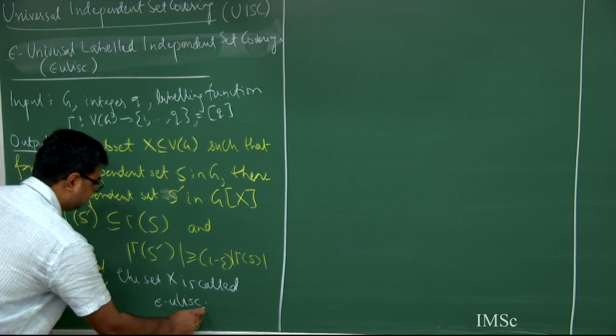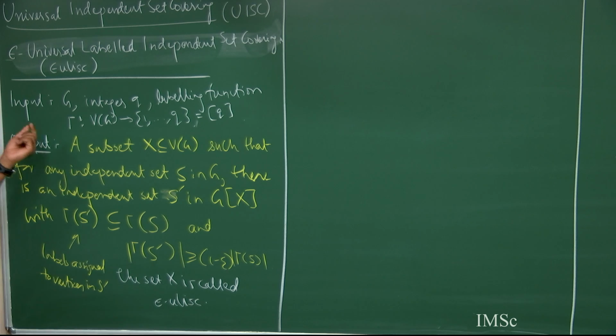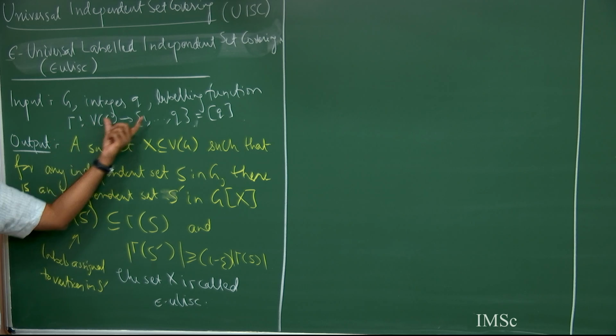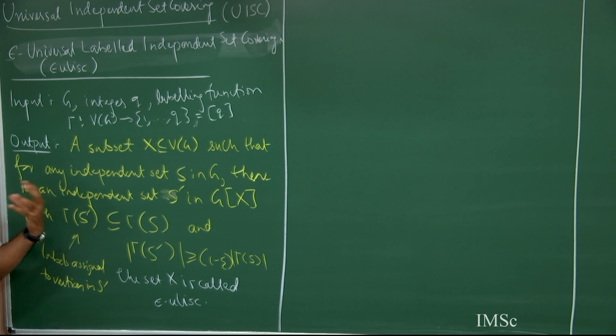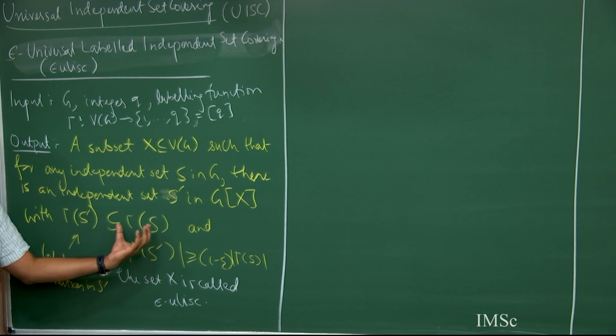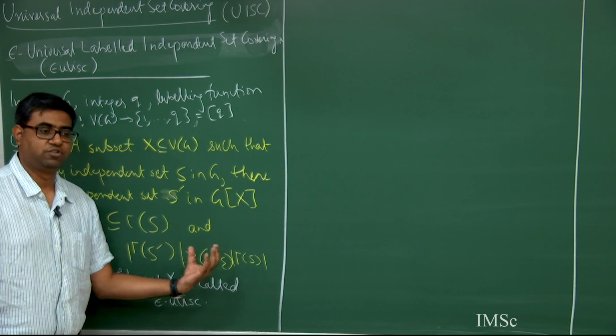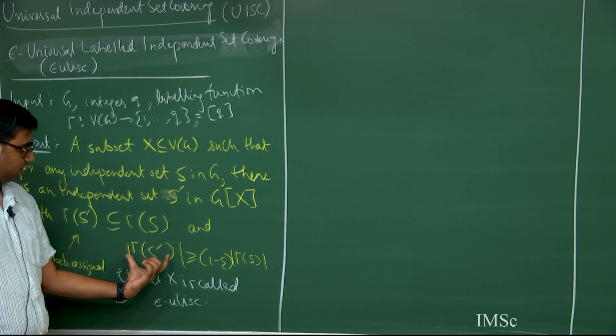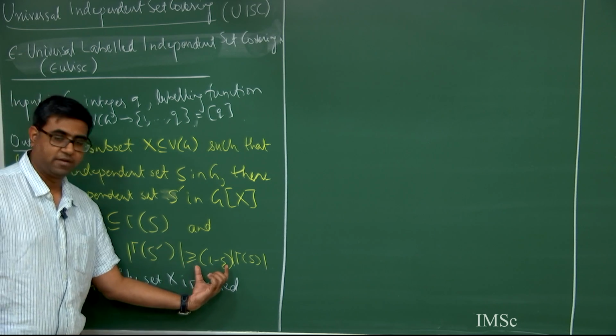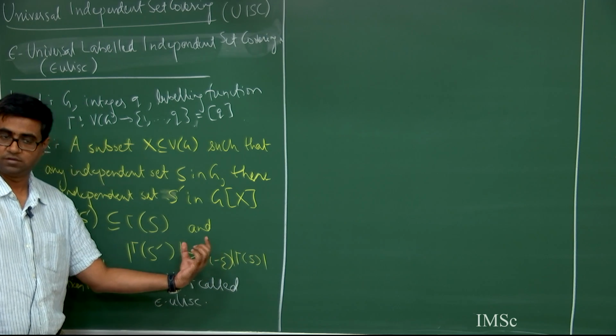So what is this? We are given a graph G, an integer Q and a labeling function from V(G) to 1 to Q, and the objective is to output a set X such that, you give me any independent set S in G, I will give you an independent set S prime in the graph induced on X with the following property: the label set of S prime is contained in the label set of S, and more importantly, it may not contain all the labels assigned to vertices in S, but it contains almost all of them, quantified by the number of labels on S prime being at least 1 minus epsilon times the number of labels used on the set S.